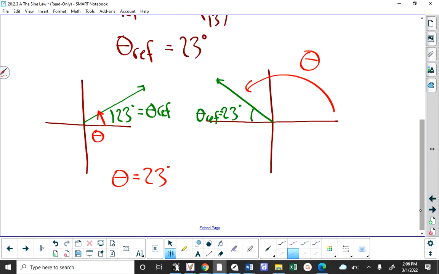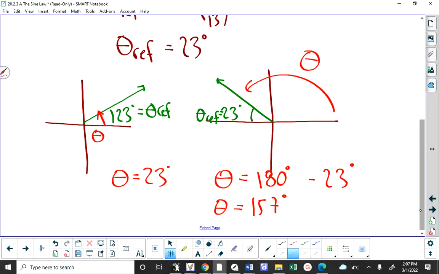Back off the 23 and get... well, I'll write it down so I can see the numbers. 180 minus the 23 is 157. Seeing some nods. So the other rotation angle would be 157 degrees. So they all boil down to that.